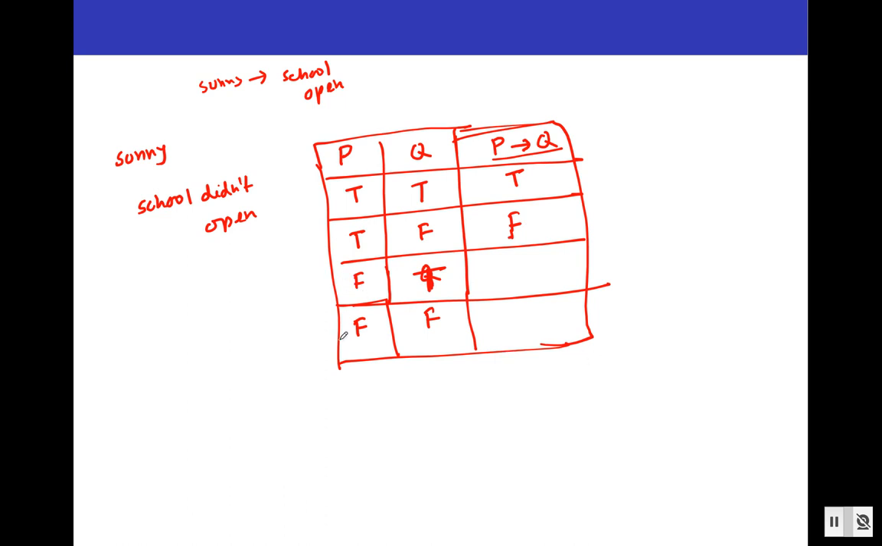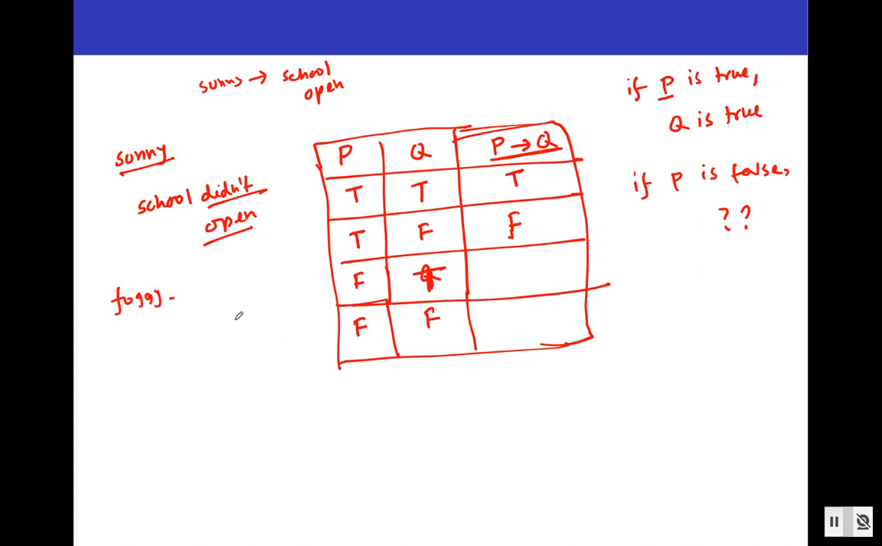Now let's see if the value of P is false. Based on this implication, we only say that if P is true, Q is true. But what happens if P is false? Then is Q true or false? This implication P implies Q actually doesn't tell us about that. We know that the school will be open if it is sunny weather. But if it is foggy weather, what will happen? School will be closed. This implication doesn't clearly specify that. We do not know what happens if P is false.